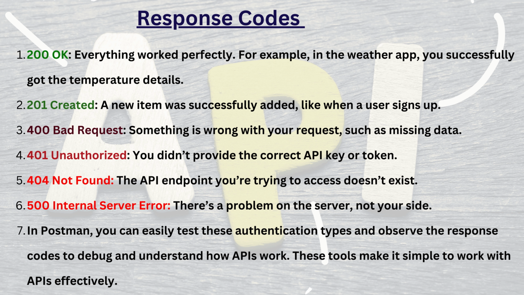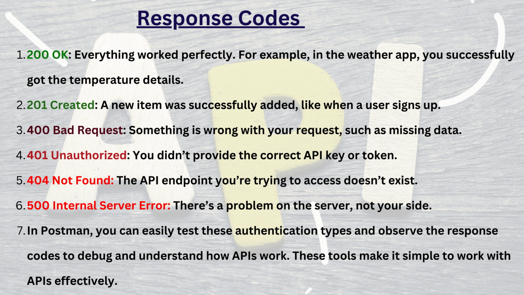Now, let's talk about response codes, which tell you if your API request worked or not. First one is 200 OK, everything worked perfectly. For example, in the weather app, you successfully got the temperature details. And the second one is 201 Created. That means a new item was successfully added, like when a user signs up. And the third one is 400 bad request, if something is wrong with your request, such as missing data.